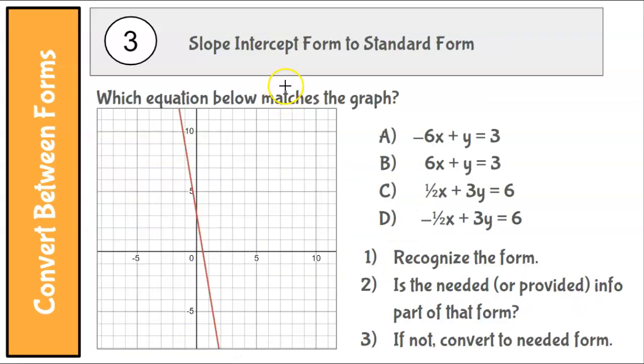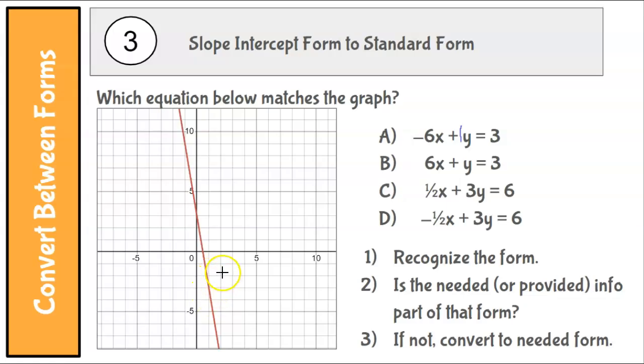One more example. Which equation below matches the graph? Okay, so recognize the form. These are all in standard form. Do you see that? Ax plus by. There's no b, but the b would be like 1, y equals c. So these are all standard form. Is the needed or provided information part of that form? So can you take information from this graph and just boom, there to standard form? No. So we're going to have to do some converting, all right?